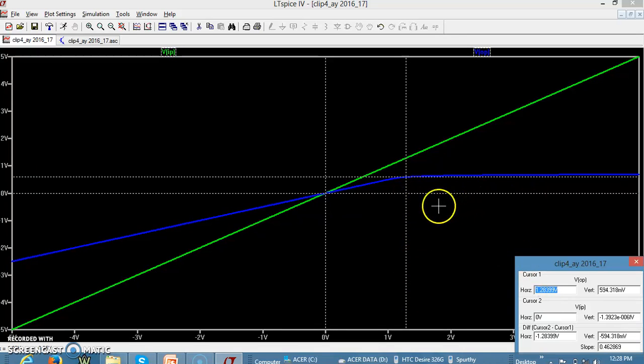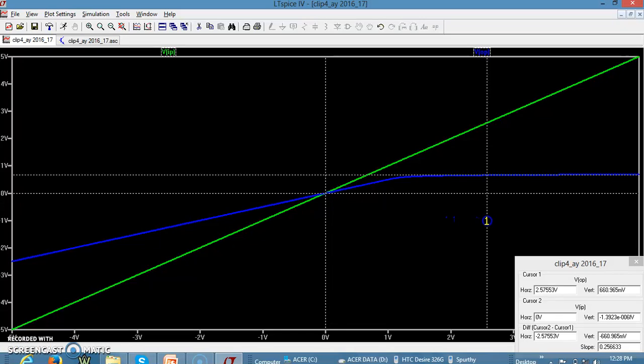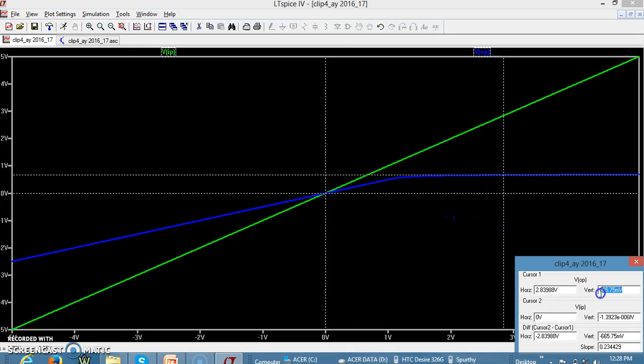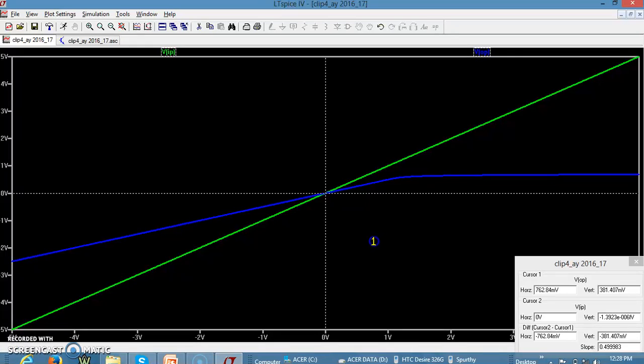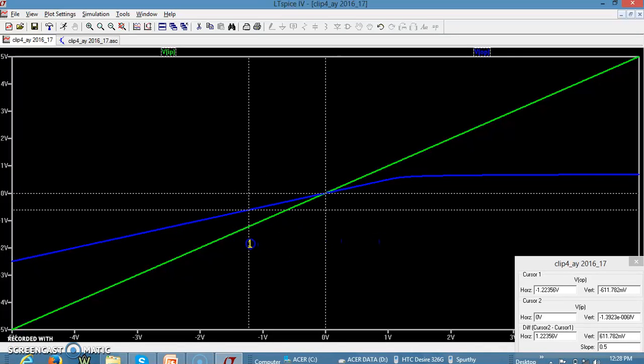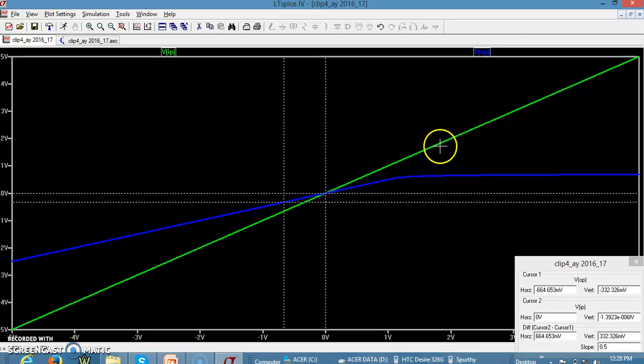If the input voltage is beyond 1.3, the output voltage is at 0.65. You can see this is 665 millivolts. So when the diode is on, the output voltage is constant at VD on. That is, for any input voltage more than 1.3, the diode is on. So let us consider the case when the input voltage is less than 1.3. Please see this blue line. It has a slope of half compared to the green one, and the green one has a slope of 1. So this indicates that the output voltage is half of the input voltage because the values of R1, R2 are the same.